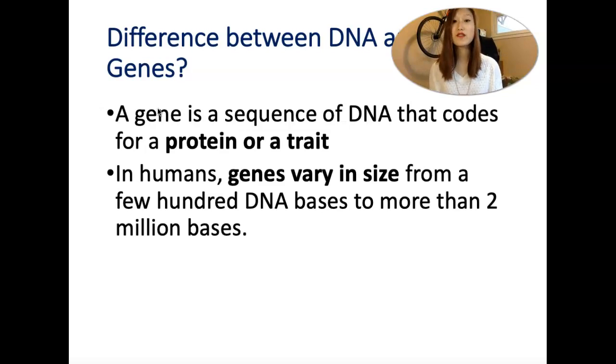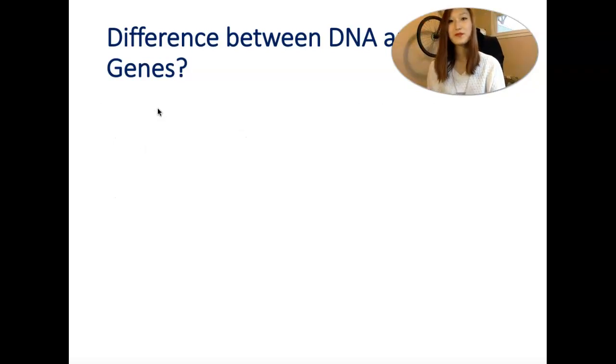In humans, genes vary in size from a few hundred DNA bases to more than 2 million bases, right? So if you think of a long piece of DNA, there are chunks of it that code for different things, and the number of DNA bases, or the number of monomers of DNA, is different depending on what the gene is. As an example, some genes are longer than other genes.